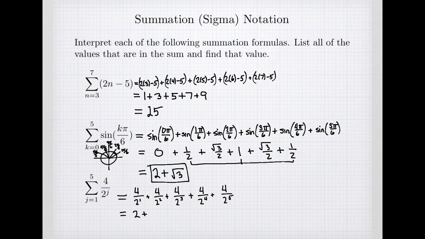I get 2 plus 1 plus a half plus a fourth plus an eighth. So let's see what this is. I get a value of 3, and then in eighths, 1 half is 4 eighths plus 2 eighths plus 1 eighth, so that's 3 plus 7 eighths. And if I get a common denominator, that's 31 eighths.